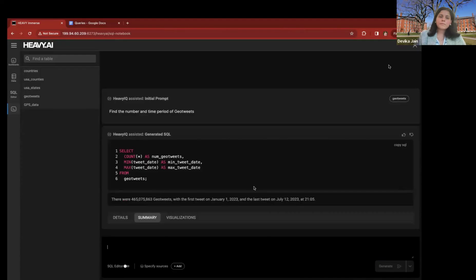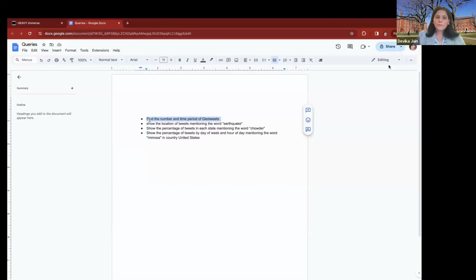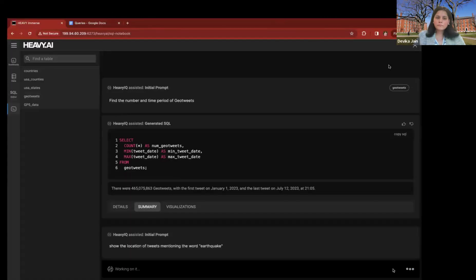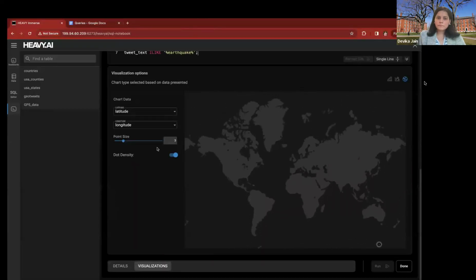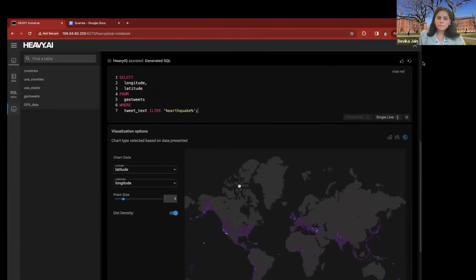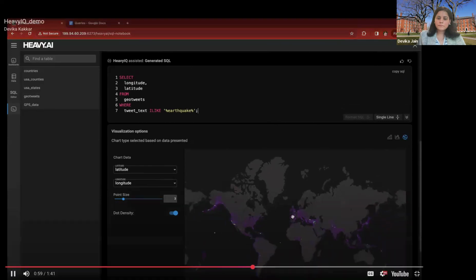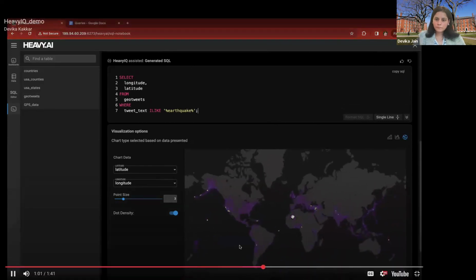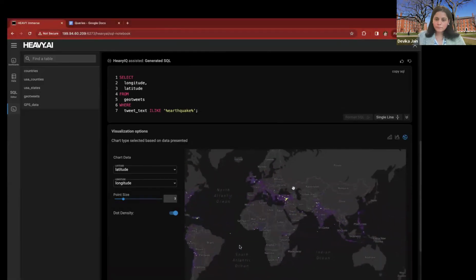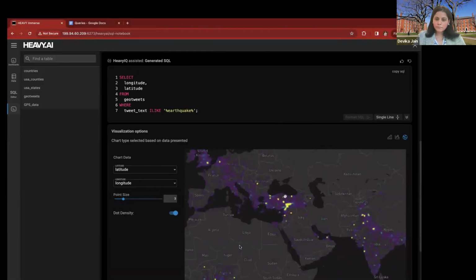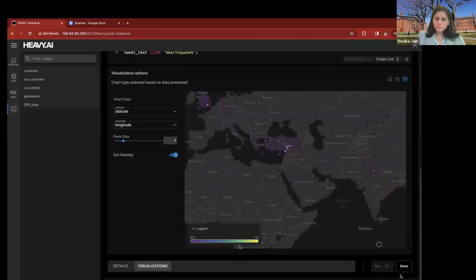Similarly, we can do simple spatial analysis like the spatial variation of tweets by asking questions like show the location of tweets mentioning the word earthquake. Here we see the SQL generated and the resulting visualization of the tweet distribution. This leverages the power of GPU rendering to plot large geospatial results. We also see a large concentration around the Turkey Syria region where the earthquake took place in February 2023.